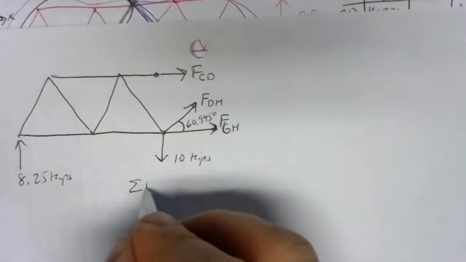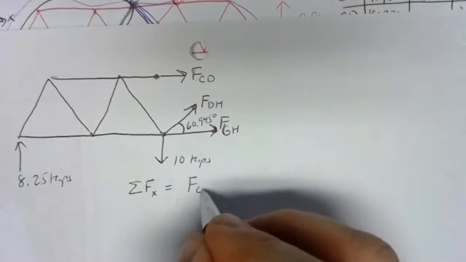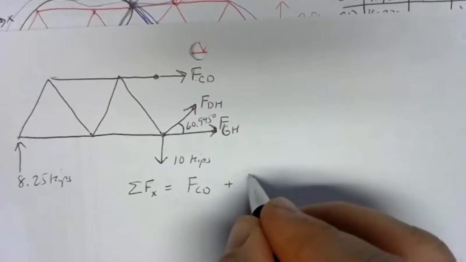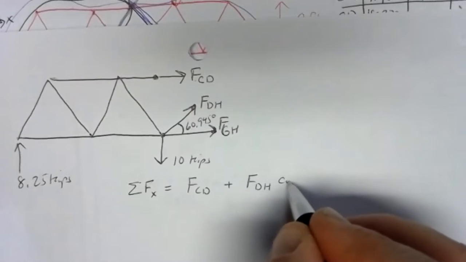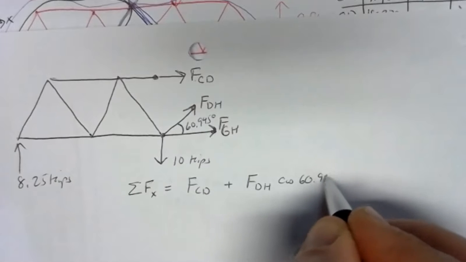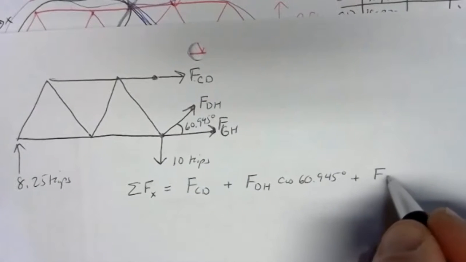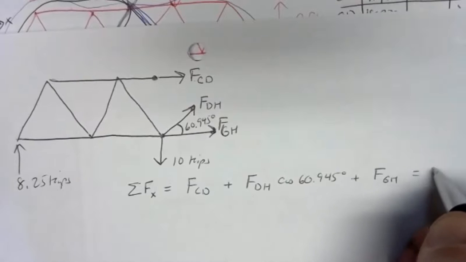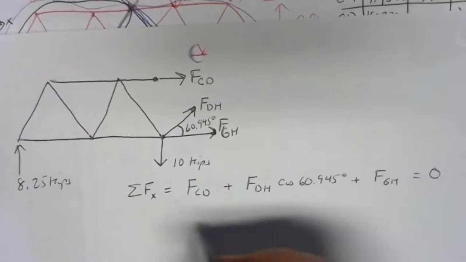So let's do our sum of forces in the x direction. In the x direction, we've got a positive FCD. We're going to catch a piece of FDH to the right. That's going to be the adjacent piece, so it's cosine of 60.945 degrees, plus FGH. And nothing else because there are no other forces in the x direction.